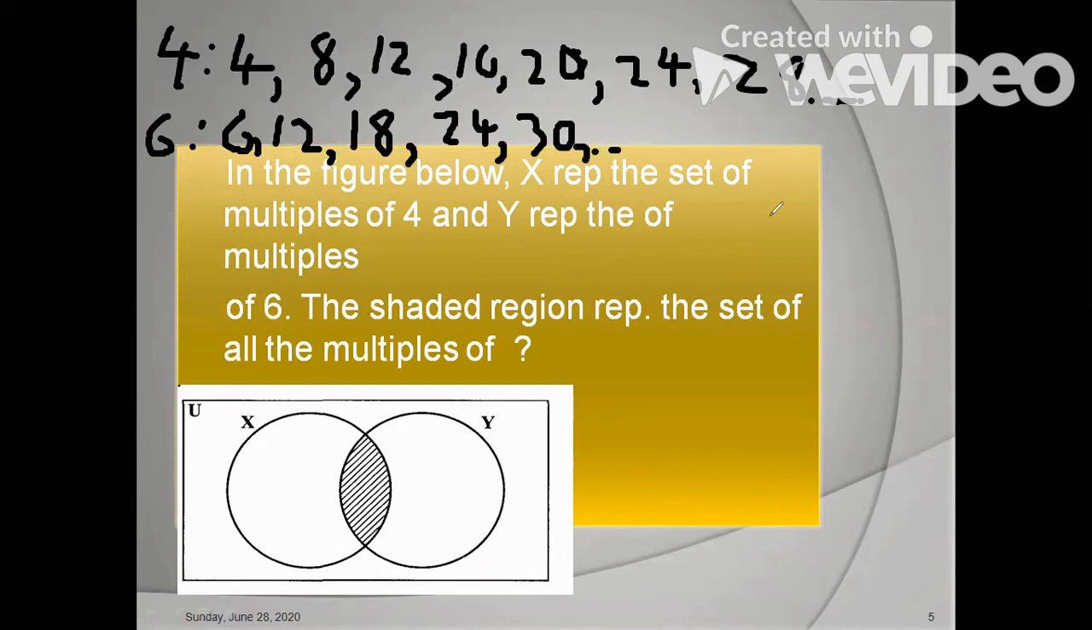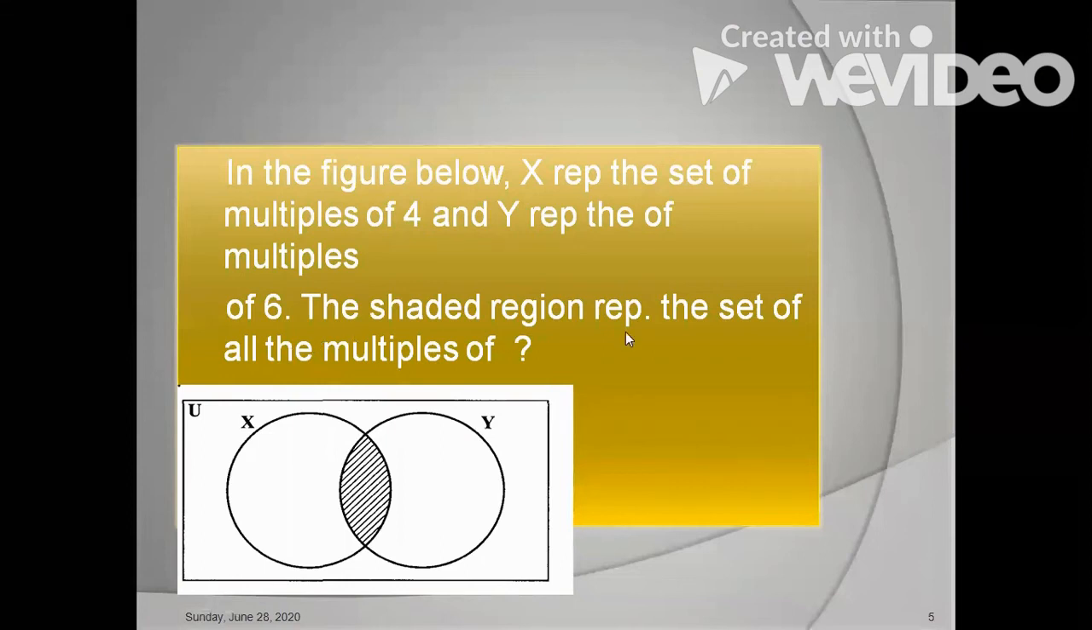All right, now what do you notice? 24 is a common multiple between 4 and 6. All right, so I would say 24 will go here. So 24 is a multiple of x, and it's also a multiple of y.